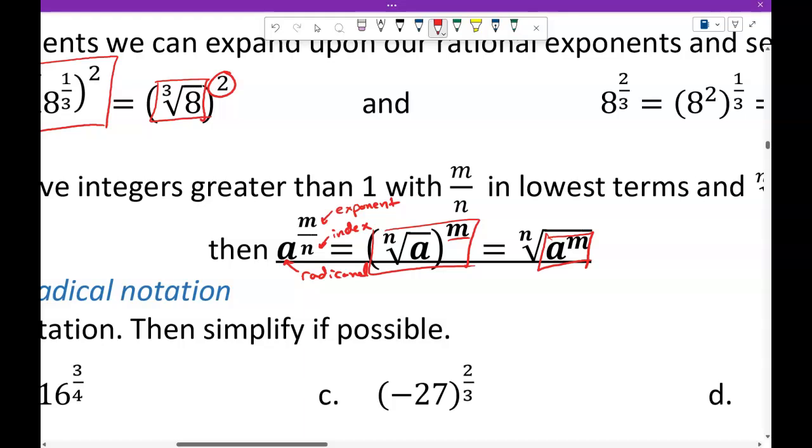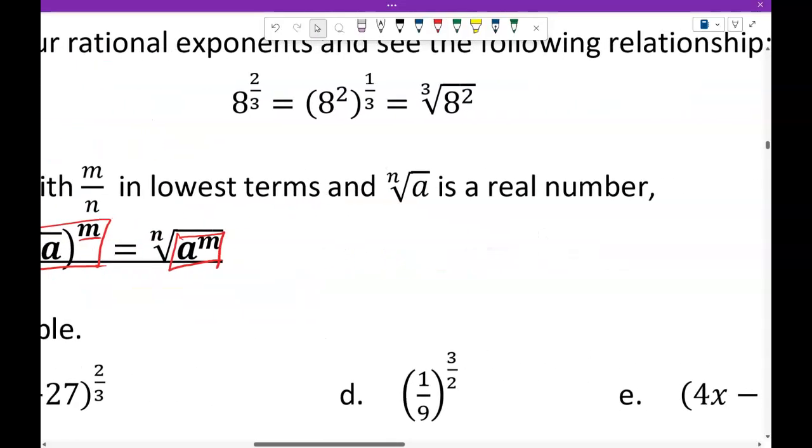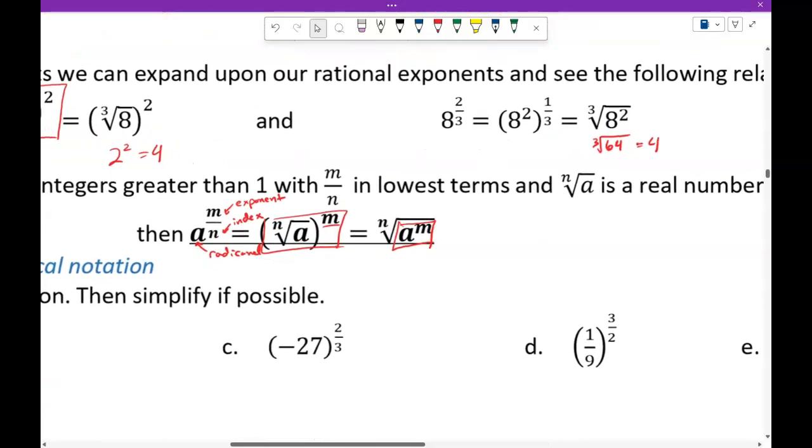And we can look at our previous example to prove it. The third root of 8 is 2. 2 squared equals 4. 8 squared is 64. The cube root of 64 is 4. So whether we do the root first and then exponent or exponent then root, we get the same result.